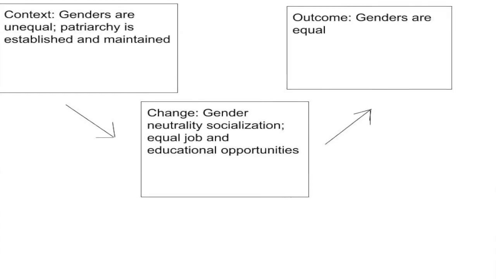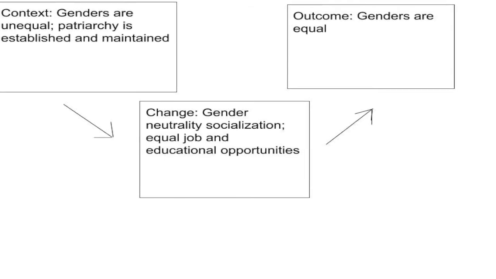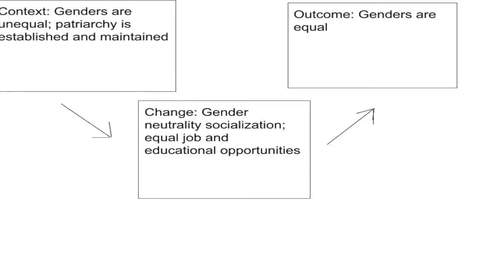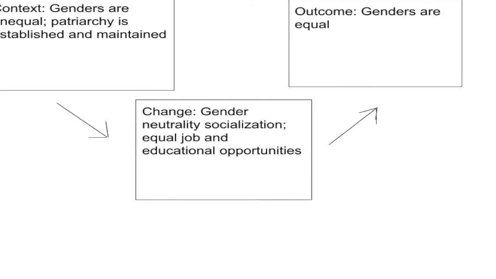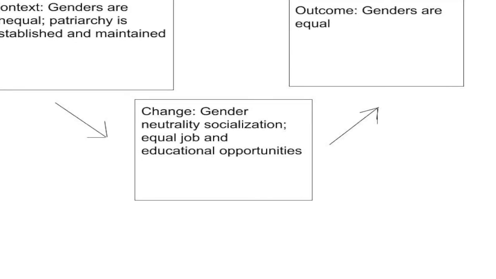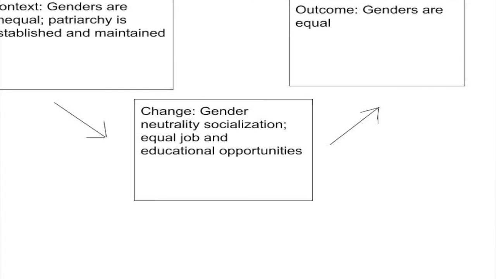One way to combat this is to make a change towards gender neutrality socialization, where genders, despite their biological sex, are taught that either gender can perform any role inside or outside the home. When this change is established, perhaps genders will be perceived as equal.